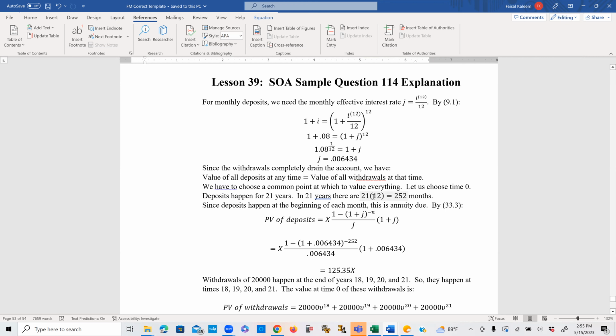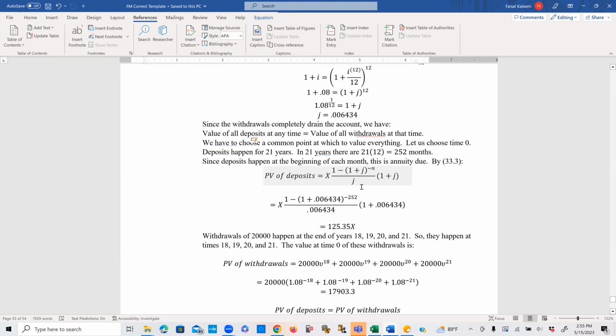We first need to calculate how many months there are in 21 years because the deposits are monthly. So 21 times 12 is 252. And since the deposits happen at the beginning of each month, it's an annuity due. The present value at time zero of the deposits is again found by 33.3. Substituting j, the present value comes out to be 125.35x. X, the amount of each deposit, is unknown; that's what we have to calculate.